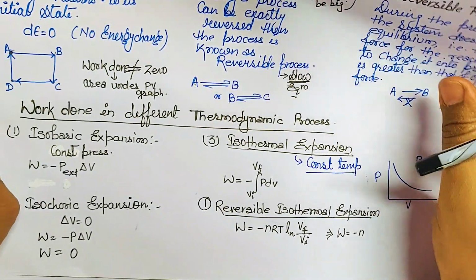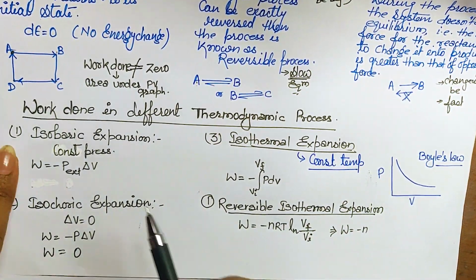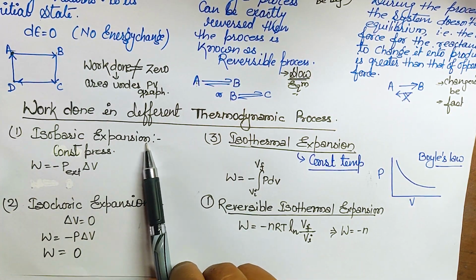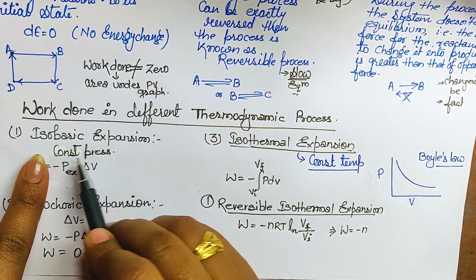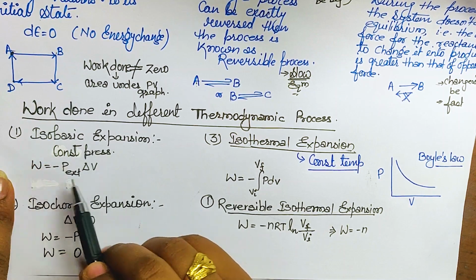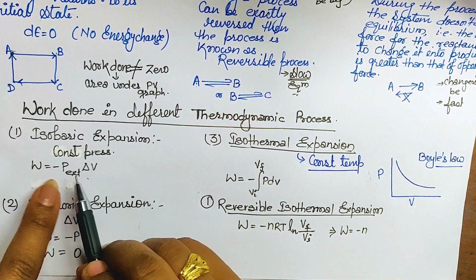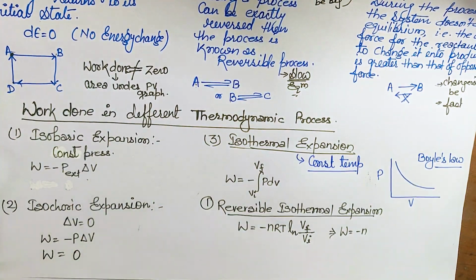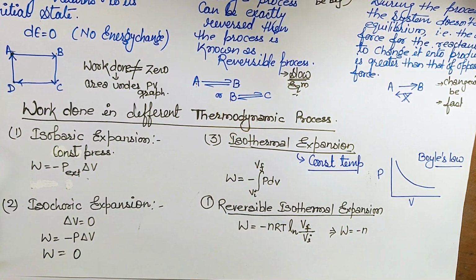So let's do one by one. The first thing is isobaric expansion. In this isobaric expansion, the pressure will be constant. Got it? And this formula we will apply. Wherever there is a constant pressure, we can use this formula. There is no problem at all.